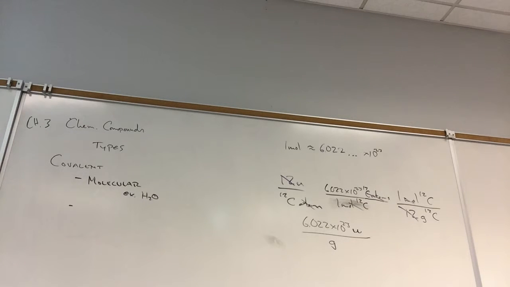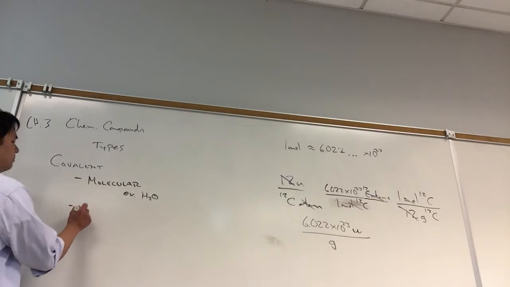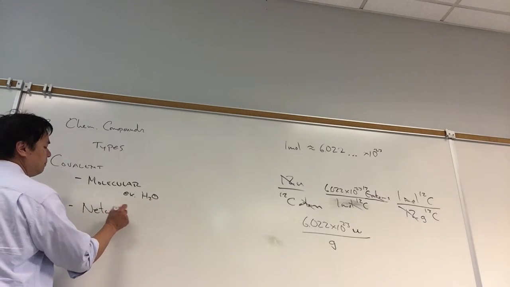Silicon, what does that form? Molecules? Single atoms like mercury or neon? Silicon actually is a very high melting black solid, and silicon forms what we call network covalent structure. And so we could have network covalent.